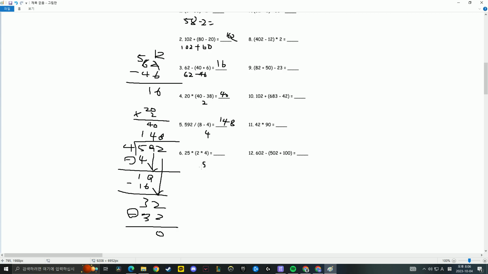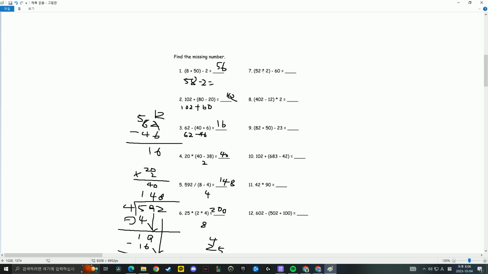2 times 4 is 8. And we times 25. 5 times 8 is 40. And 2 times 8 is 16. And we have 4 right here. That would be 200. 52 times 2. That's 4. That's 10. 104 minus 64 minus 0 is 0. 1 borrow 10. 444. 402 minus 12.